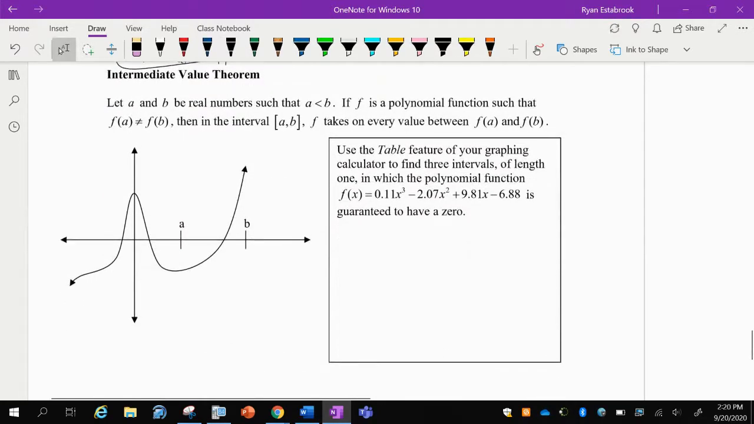The last thing we're going to look at is the intermediate value theorem. So let's say that we have a polynomial and we're trying to find the zeros or the solutions, and we just need to narrow it down to what range the solutions are in. So here's our function. You can pause the video and enter this into your calculator, and we're going to use the table to figure out where this solution is going to be. I'll go ahead and click over to my graphing calculator.